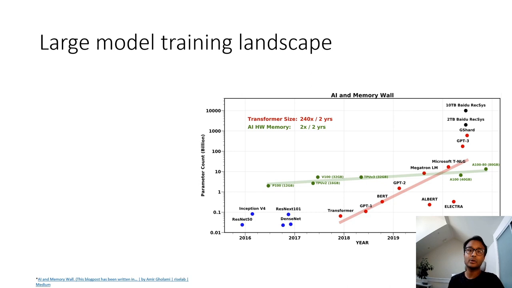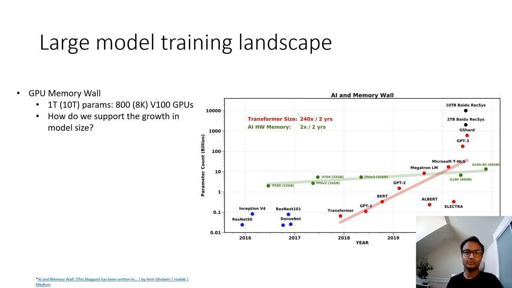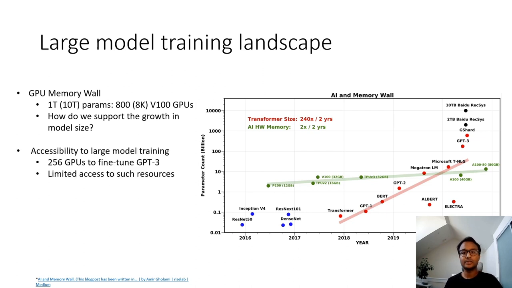Given this large model training landscape, there are three questions that arise. First, how do we support the continuous growth in model size as we arrive close to the GPU memory wall, where it is no longer possible to fit the model for training even with all the aggregate GPU memory available in a cluster? Second, once we actually train a large model, how do we make it accessible to more data scientists? For example, GPT-3, which is about 175 billion parameters, takes 256 GPUs just to fit for training. A lot of data scientists do not have access to such resources.